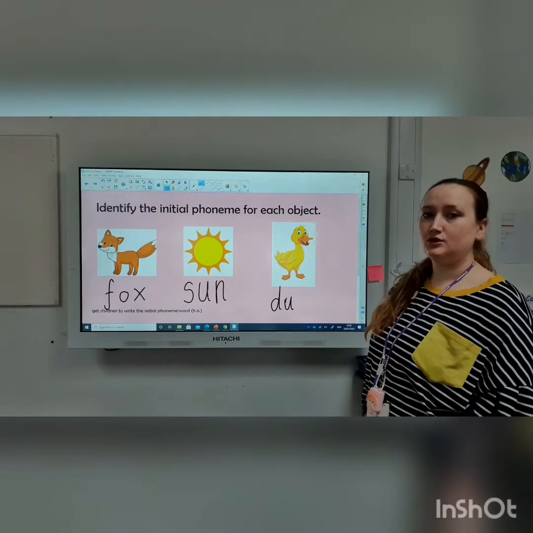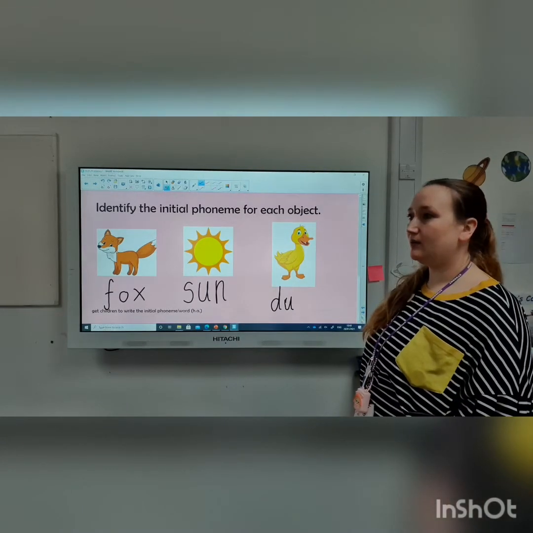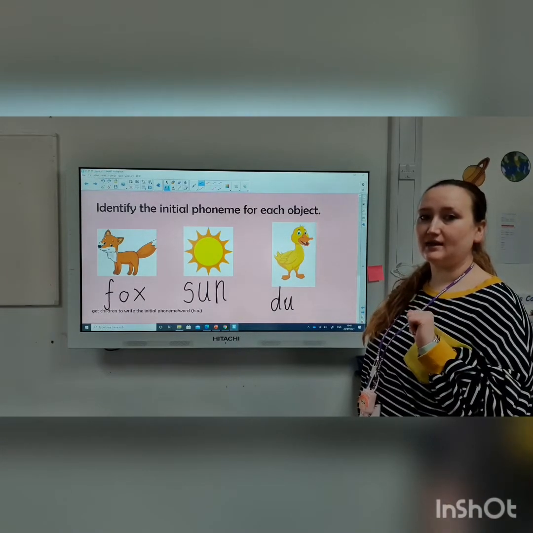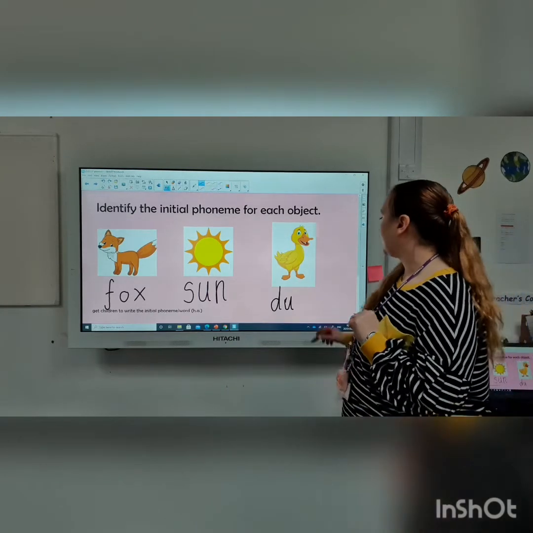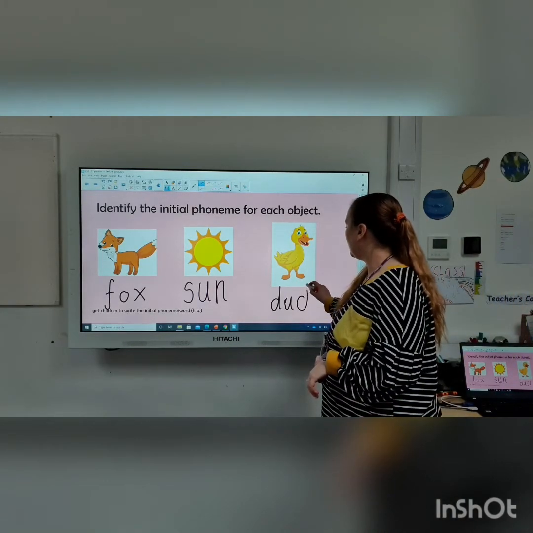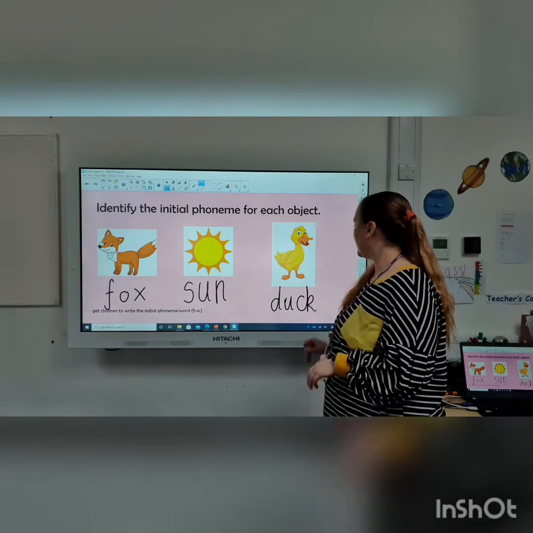So, do you think we need to write one grapheme, or is it two letters that make the same sound? Do you think? I think it's that digraph. Okay. Duck.